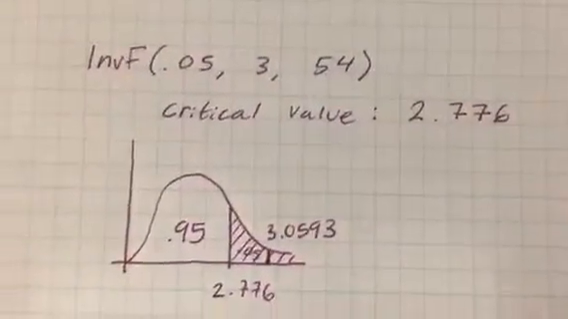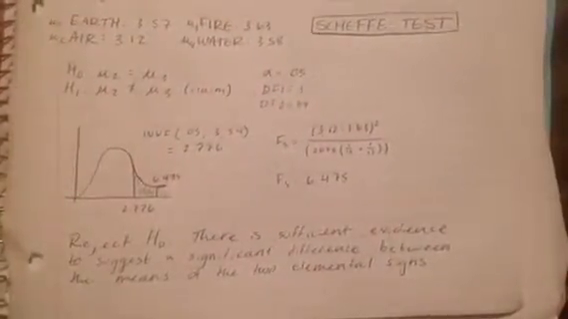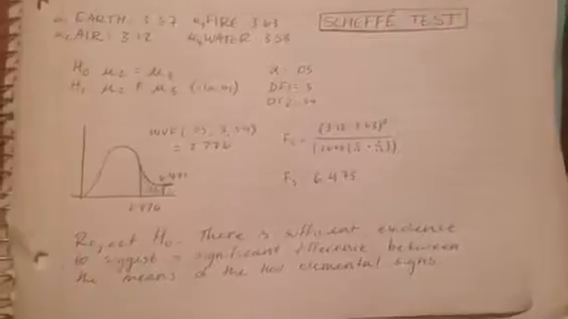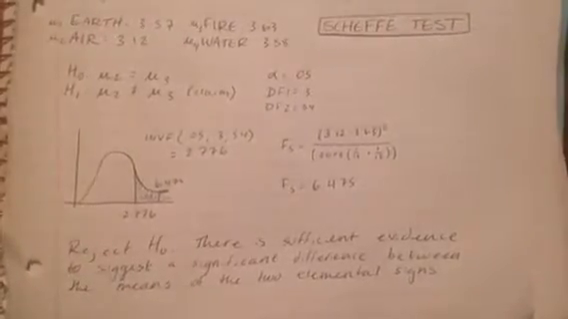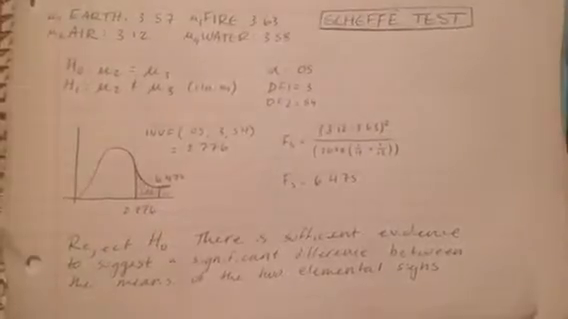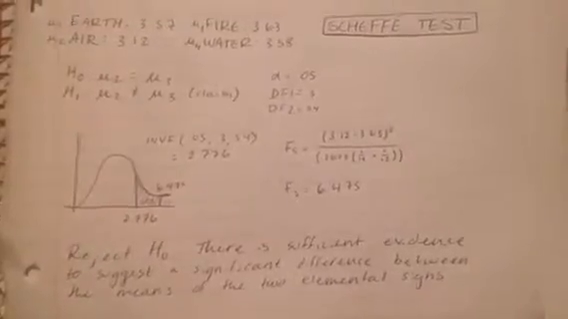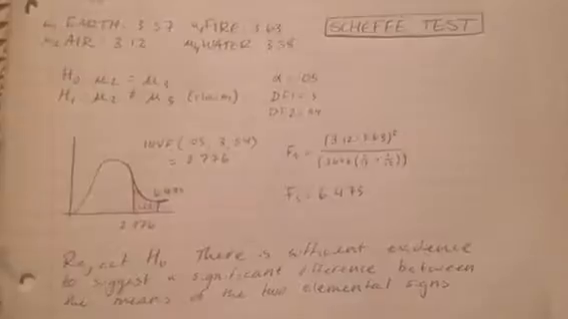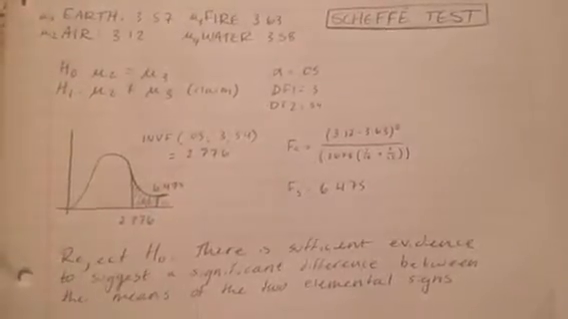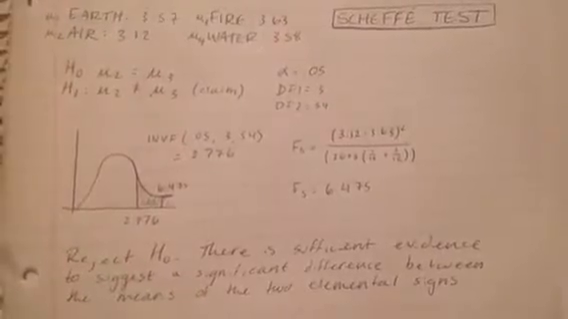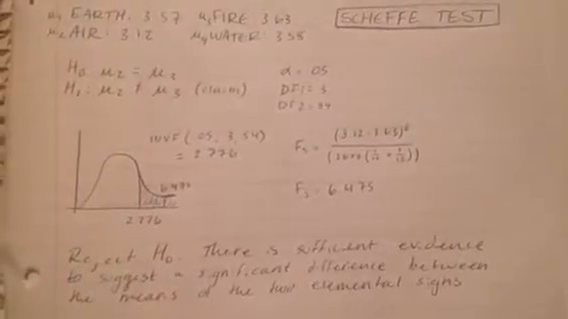And our F value fell within the critical region. We performed a Scheffé test using an alpha value of 0.05, comparing the highest average GPA, fire signs with 3.63, to the lowest GPA, air signs with 3.12. Our critical value came out to be 2.776, and our test statistic was at 6.475, well within range. This further proves that there is a significant difference between the means of elemental signs.